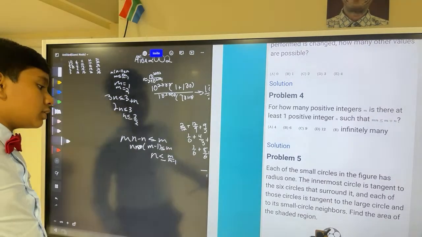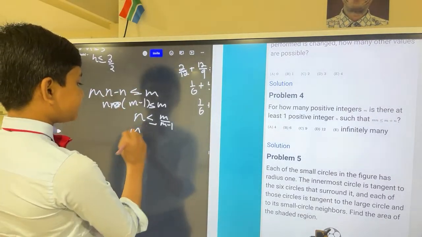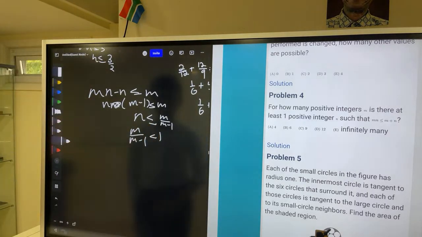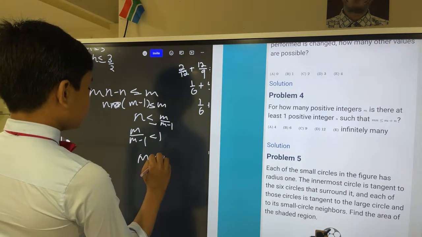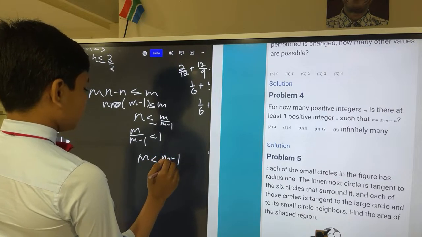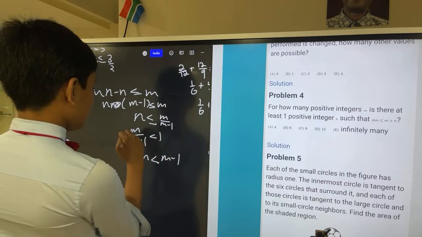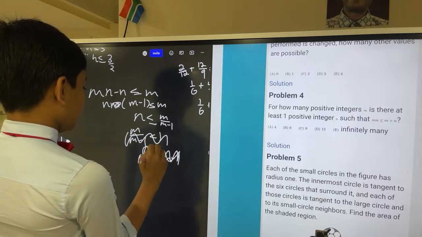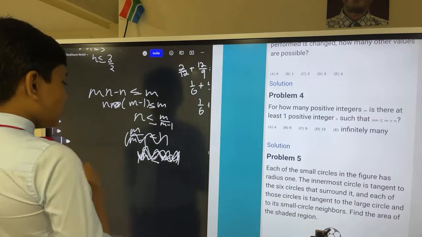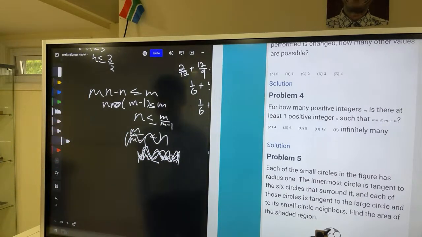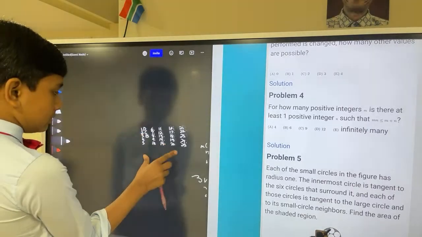So if that was not true, then this must be less than 1. So let's wait. Never mind. What did I mean by that? Because it's always going to be greater than, okay.